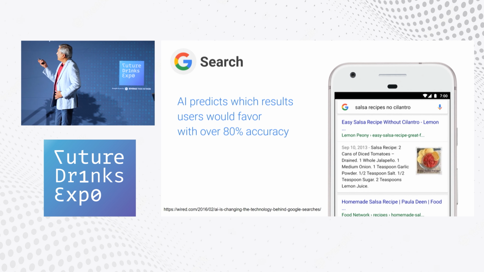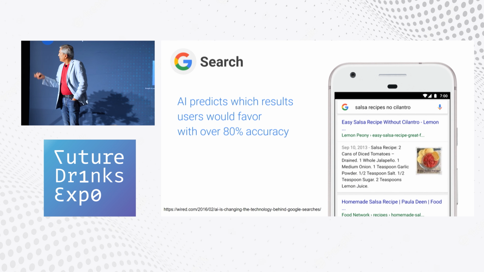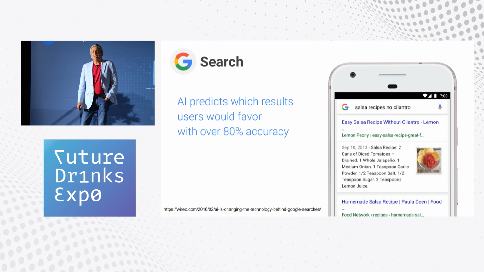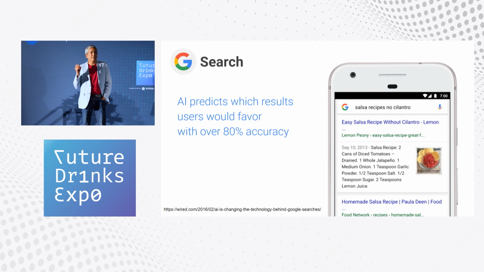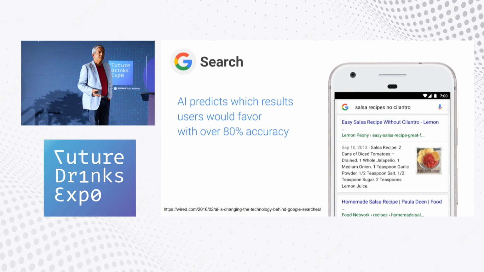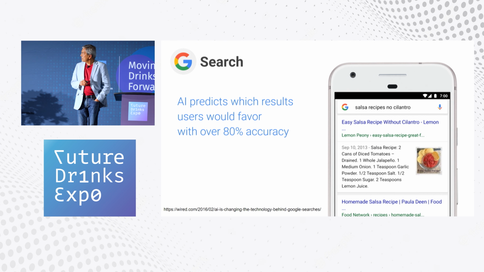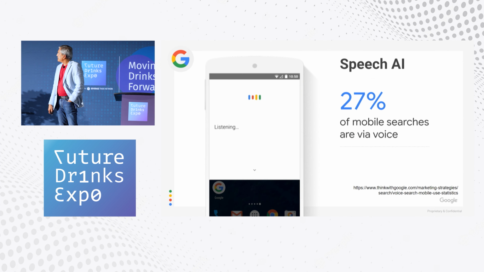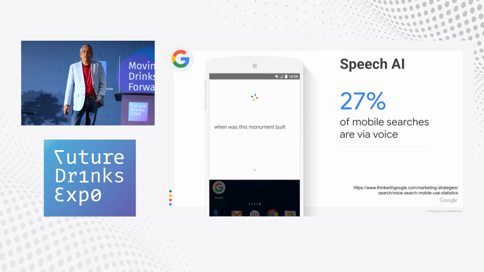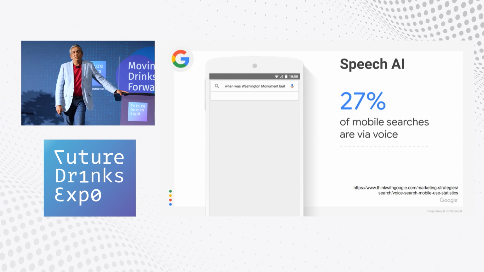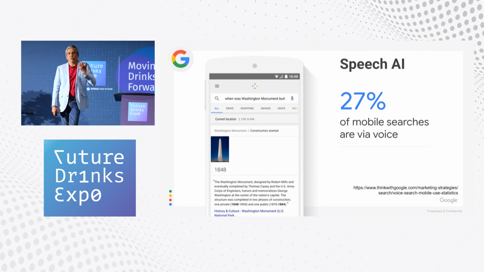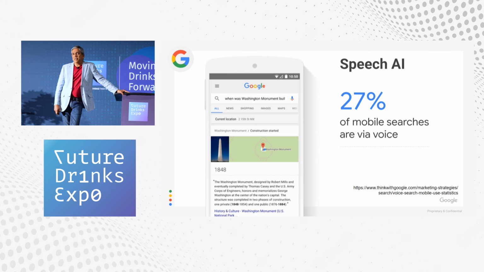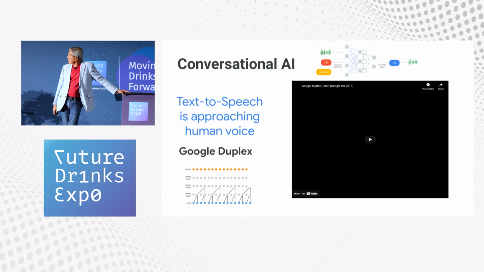So some of the examples, right? Google search runs on the same kind of deep learning AI. We can predict for every user at any given time which results of all of the matching results they're going to want to see with very high accuracy. Speech, about over a quarter of the searches now are done through voice. You can pick up a phone and just talk to it. And all of that runs on AI.